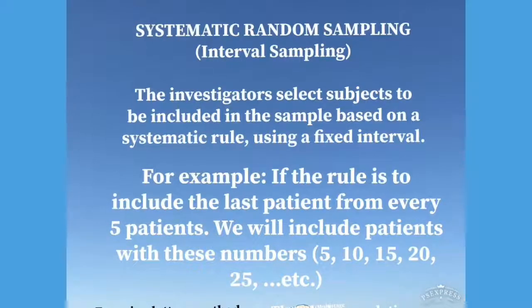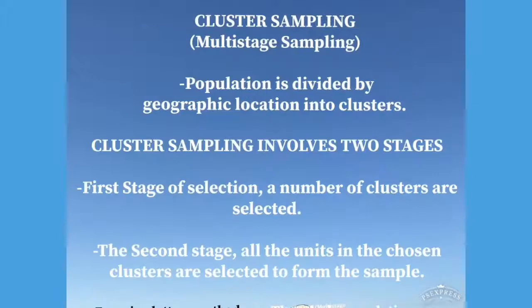Systematic random sampling or interval sampling: the investigators select subjects to be included in the sample based on a systematic rule using a fixed interval. For example, if the rule is to include the last patient from every 5 patients, we will include patients with these numbers like 5, 10, 15, 20, 25, etc.